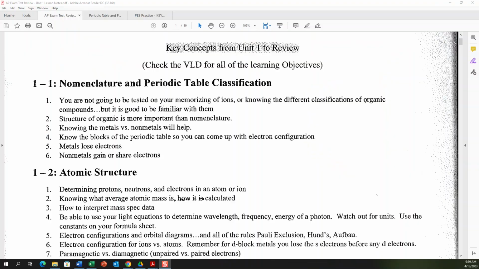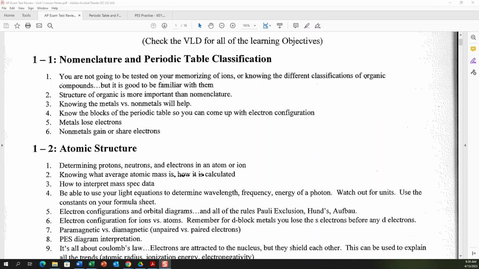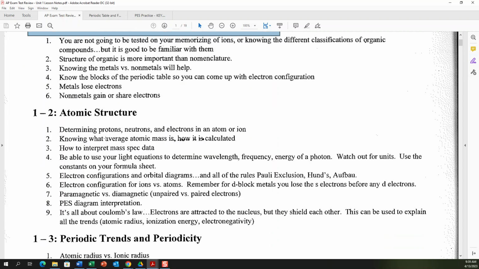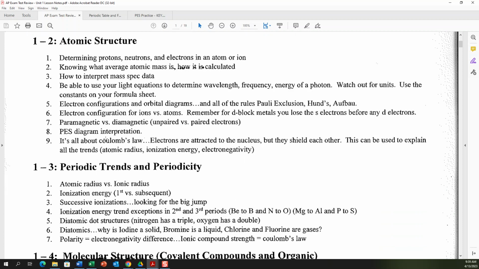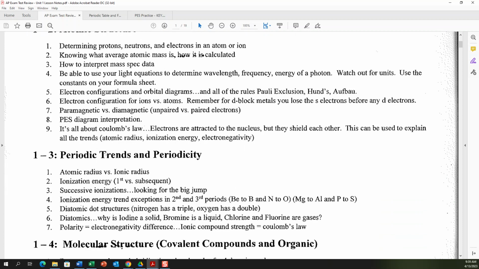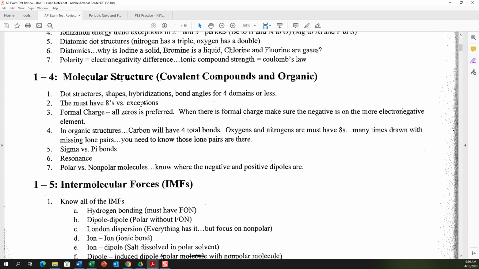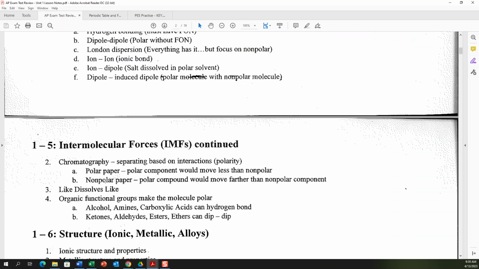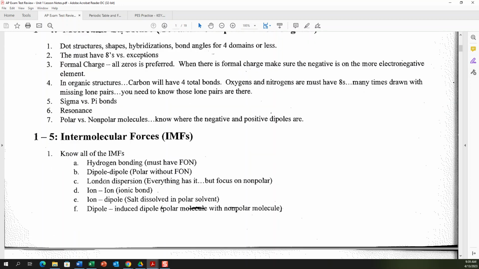Okay, so just like the Unit 4 review, I went to our visible learning document, and I highlighted all of our big title VLOs, and instead of listing all the stuff on the visible learning document, I just want to go through the most important things, the things that get asked the most on the AP exam, so that we're in good shape. Okay, so remember again, it's 1-1 all the way to 1-6. So we got a lot to cover. So that's why this might be multiple videos.